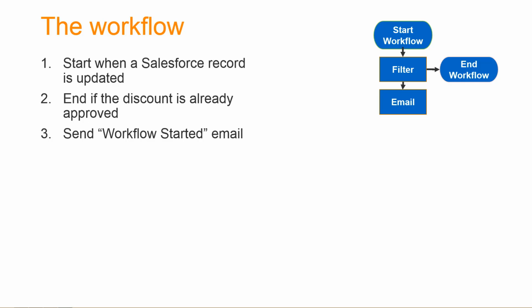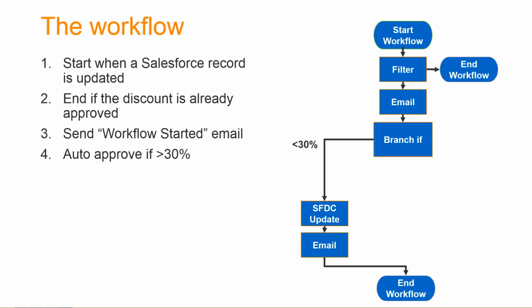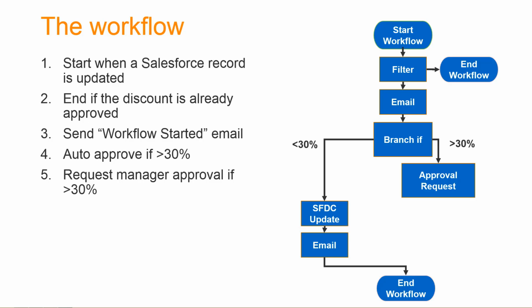So our workflow has a little automatic approval in it. What we're saying here is that if the discount is less than 30%, we're just going to automatically update and approve it, send an email back to the originator saying, you're in, you're approved, and then we're going to end the workflow. But if the discount is above 30%, we're going to have somebody come in and approve it. Assume this is, say, the territory manager, the area manager. It's a manager in the sales process.